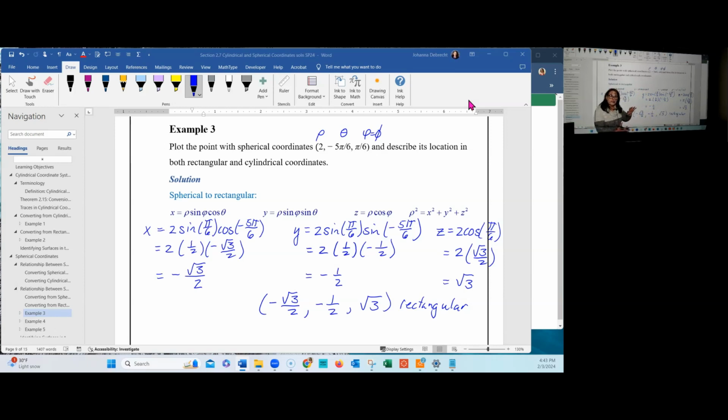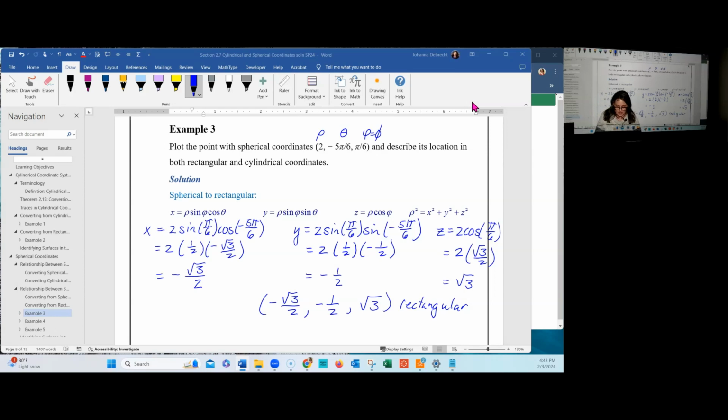z is found by projecting into the YZ plane, and this tells me that z is equal to rho cosine of phi, which gives me √3. This gives me the rectangular coordinates, negative √3 over 2, negative 1/2, and √3, which are the same point in three-dimensional space as the spherical coordinates 2, negative 5 pi over 6, and pi over 6.